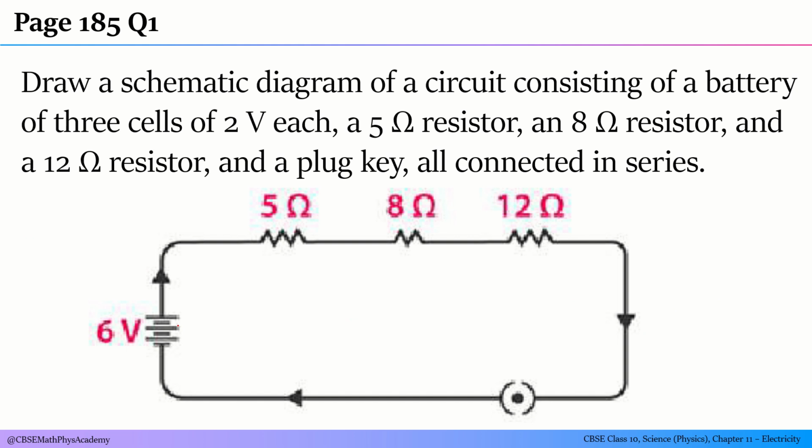So it goes something like this. One cell has a positive and a negative terminal. There are 3 such cells, 6 volts. The current starts from the positive and flows towards the negative. This arrow mark is very important. And you have all the 3 resistances in series: 5, 8 and 12. And then you have the plug here.